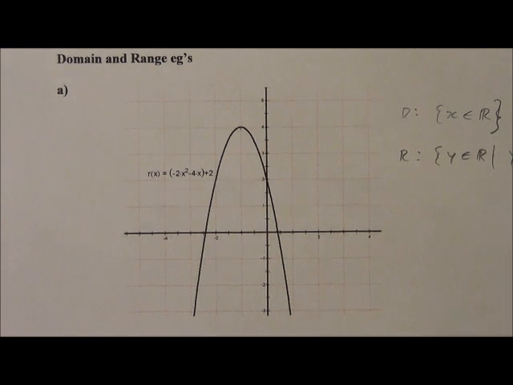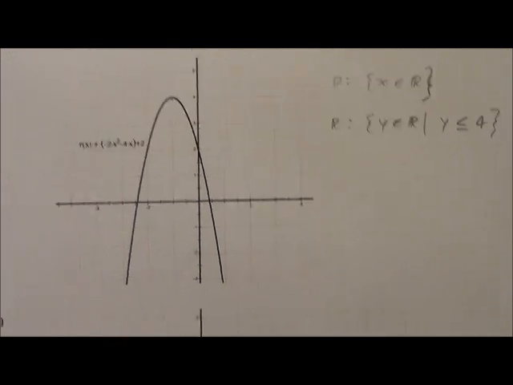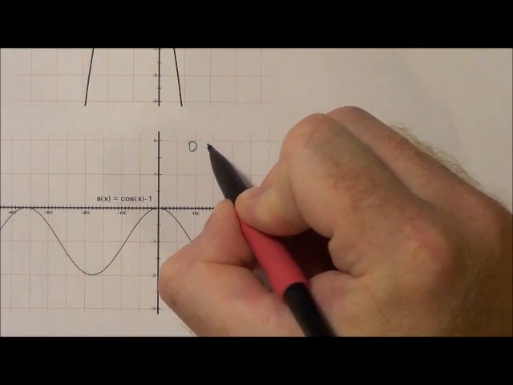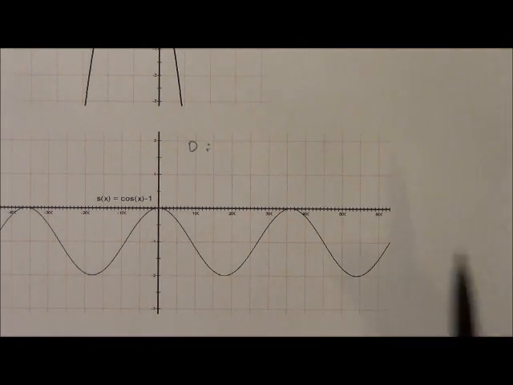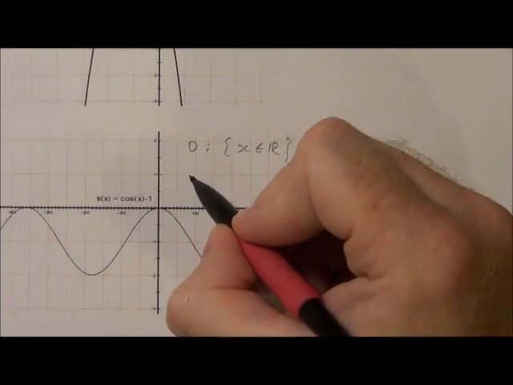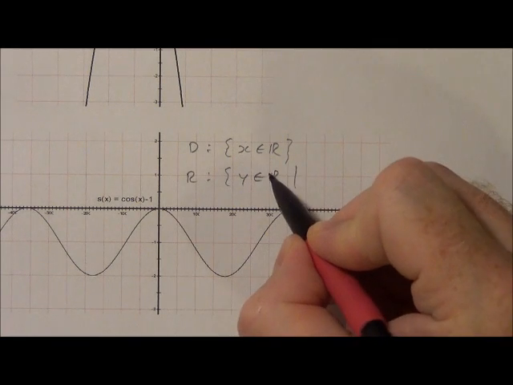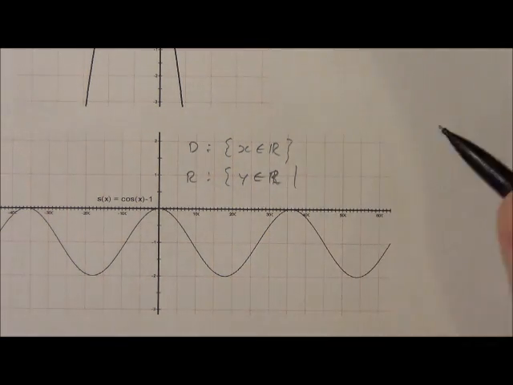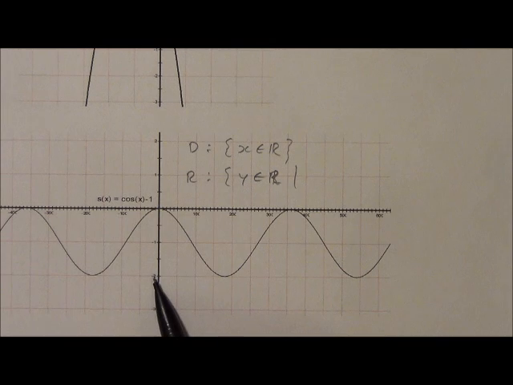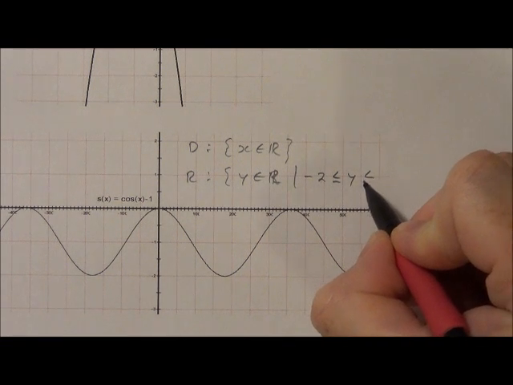Then we take a look at part B. And again, the domain: see that all the x values are included. So x is an element of all real numbers. And then the range: y is an element of all real numbers such that the curve oscillates between 0 and negative 2. So we'd say that negative 2 is less than or equal to y, less than or equal to 0.